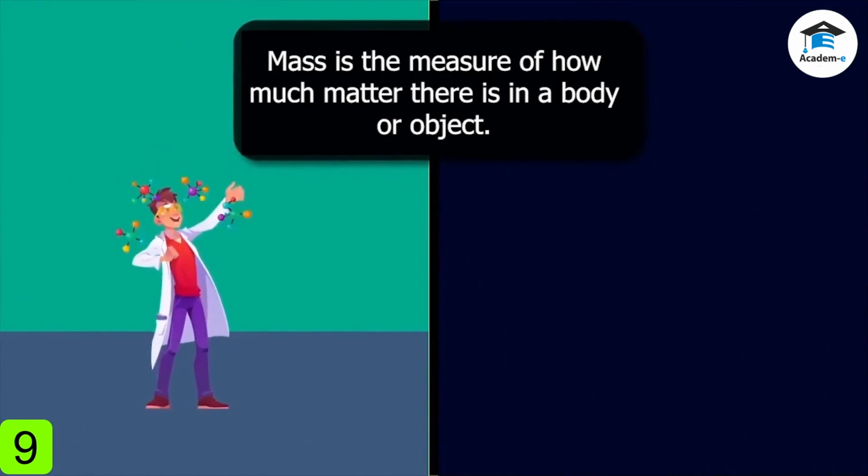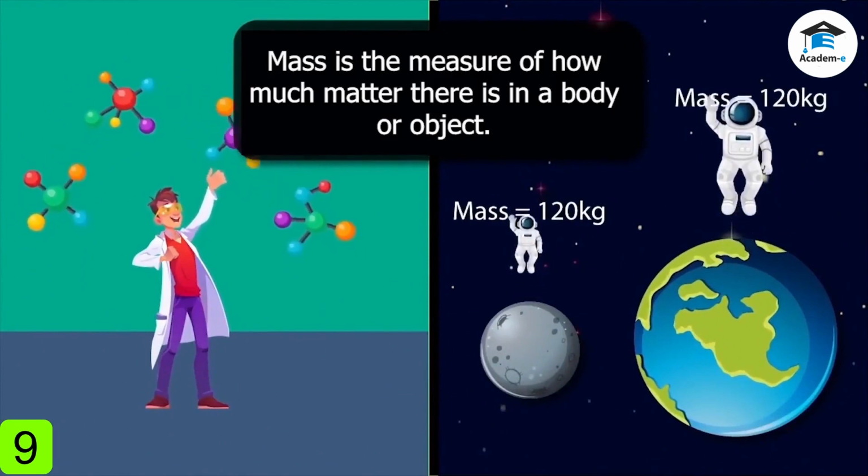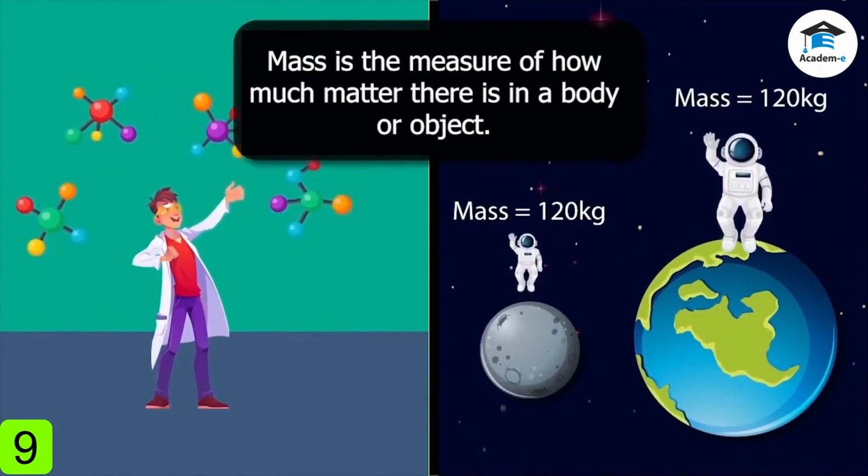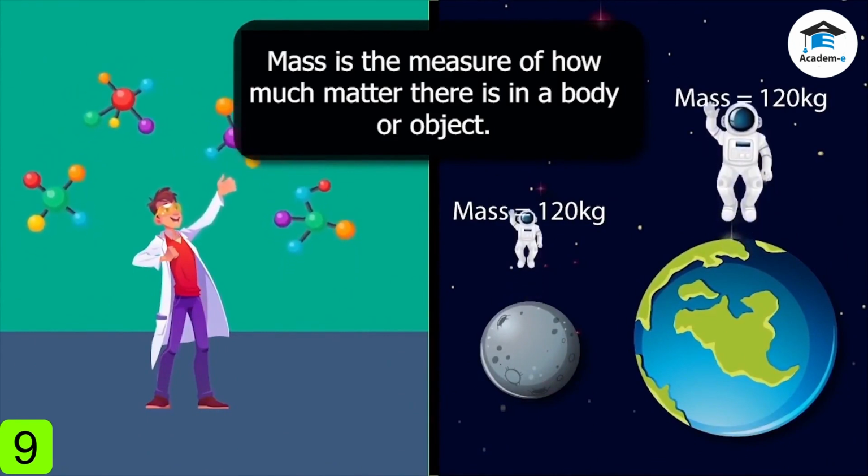Mass is the measure of how much matter there is in a body or object. Scientists use kilogram to measure mass. 1 kilogram is equal to 1,000 grams. An object's mass does not change. Your mass on Earth is the same as your mass on the Moon or on Mars.